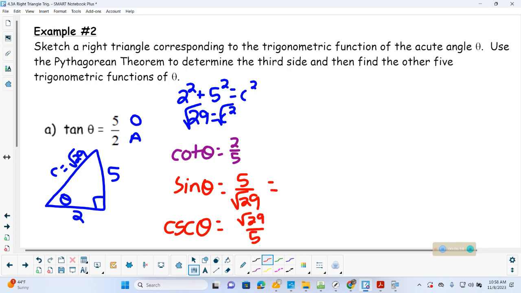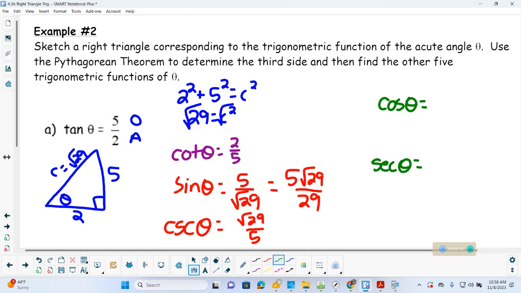So let me just back up here. I'm going to rationalize sine. So my sine final answer is going to be 5 square root of 29 over 29. Okay, whew, okay, we're almost there. We need cos, of course, and secant, for the finals.